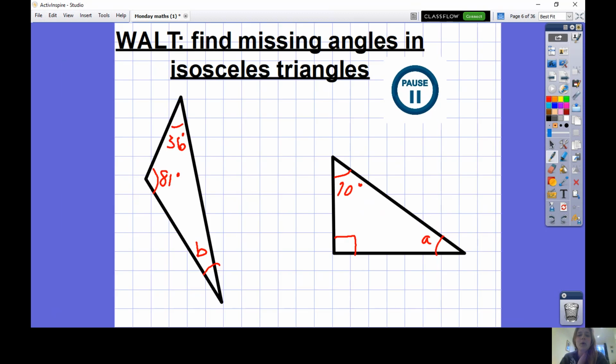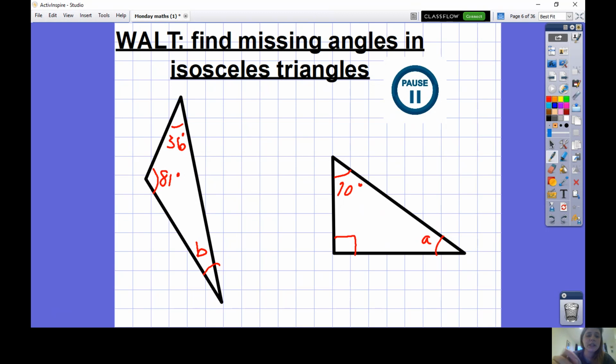Okay, can you please pause the video now? Please can you write your date and Walt and pause the video and have a go at answering these 2 do now questions. These questions are based on what we did last Friday, where you were finding the missing angles in a scalene triangle. So a scalene triangle is where all 3 angles are different. And remember, we start with what we know and we take away. We know that it's a triangle, we know it's 180 degrees, and then we take away the 2 angles that we do have to find the missing one. Please pause the video now and have a go at those questions.